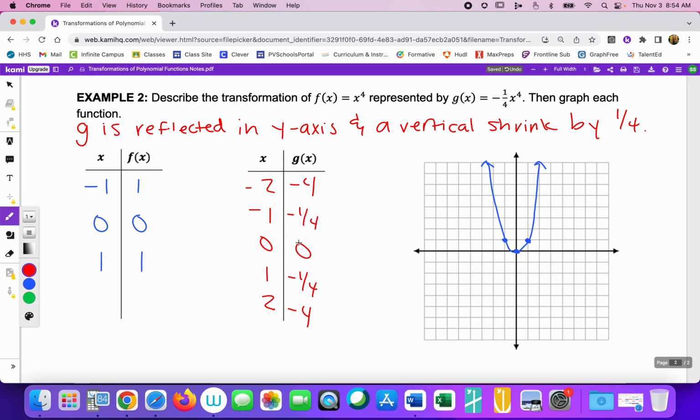So you can use the decimals or the fractions. So horizontal shrink means it's going to look wider, or sorry, vertical shrink means it's going to look wider. So it is slightly, and it's flipped upside down due to the negative.